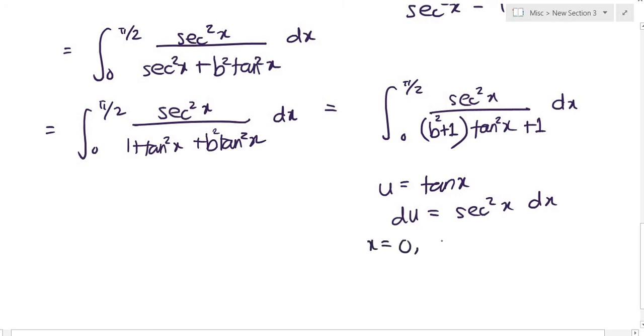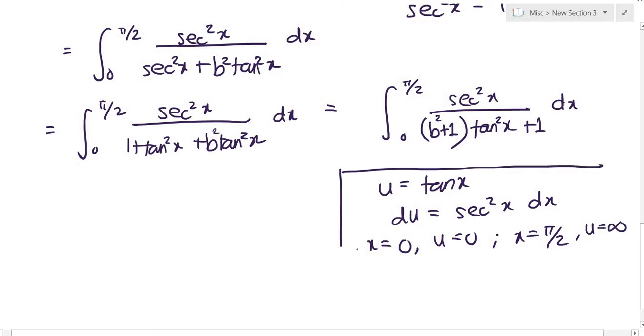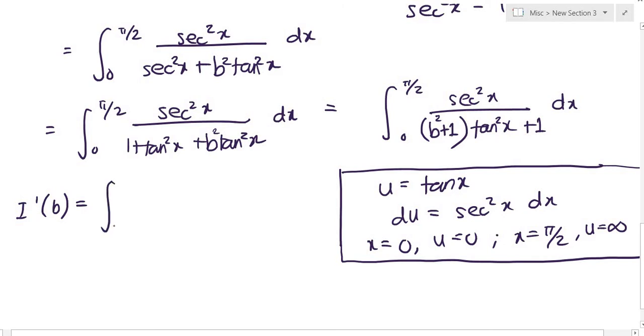So when x is 0, we can plug in 0 here. We have tan of 0, which is 0, so u is 0. When x is pi over 2, we have tan of pi over 2, which is infinity, so u is infinity. So this is basically our substitution all over here. So I prime of b is nothing but the integral from 0 to infinity of du over b squared plus 1 times u squared plus 1.